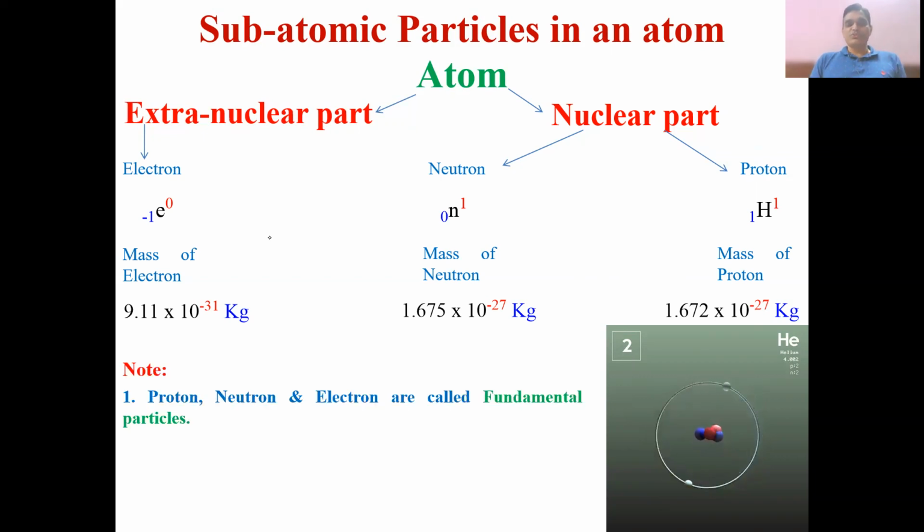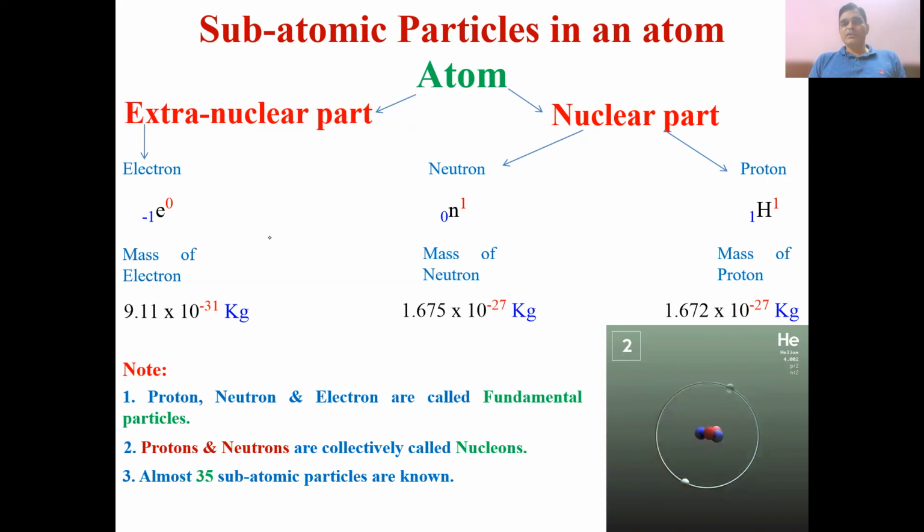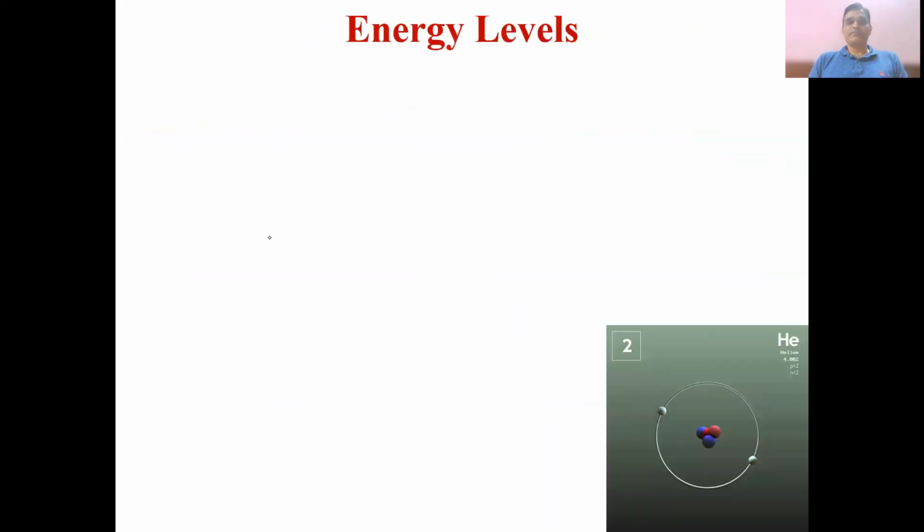The protons, neutrons, and electrons are the fundamental particles of an atom. The protons and neutrons are collectively called nucleons, as we already discussed. A large number of subatomic particles are known to be present in an atom. We have discussed only these three here, the electron, neutron, and proton, but there are a large number of subatomic particles. Now we will discuss the energy levels. Energy levels may be of two types: the electronic energy levels or the nuclear energy levels.